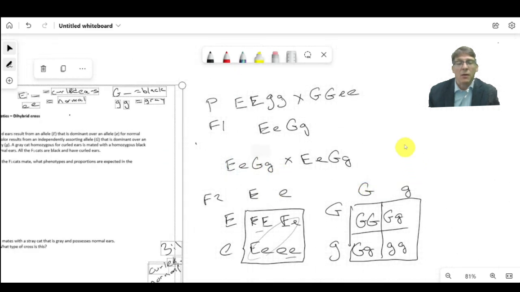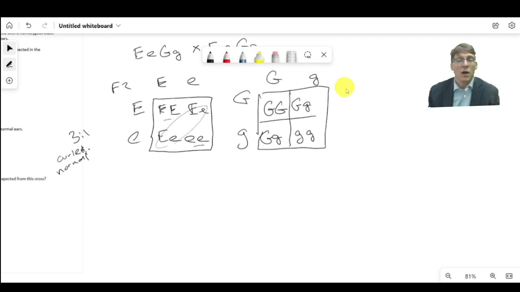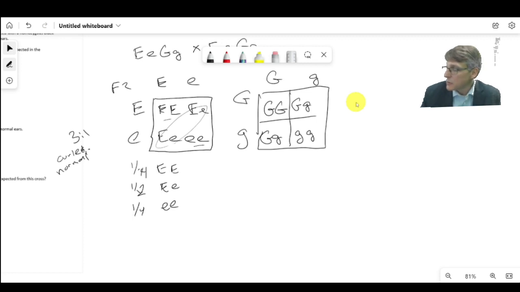Now, in order to do that, we can do one of two things. We can work out our probabilities independently and start pulling them together. So for this one, we have a 1/4 probability of a big E, big E. We have a 1/2 probability of a big E, little e. We have a 1/4 probability of a little e, little e. Okay, and the same thing would go for the G's. Big G, big G would be 1/4. Big G, little g would be 1/2. Little g, little g would be 1/4.